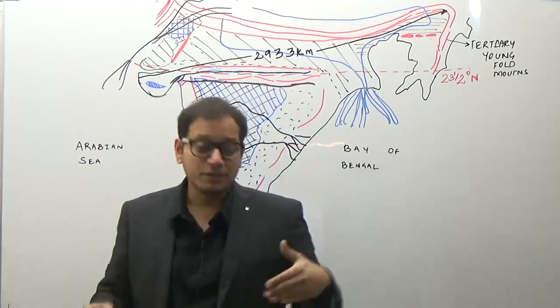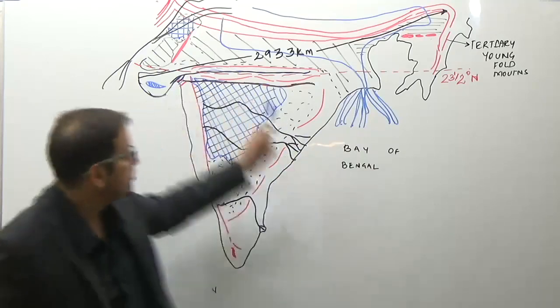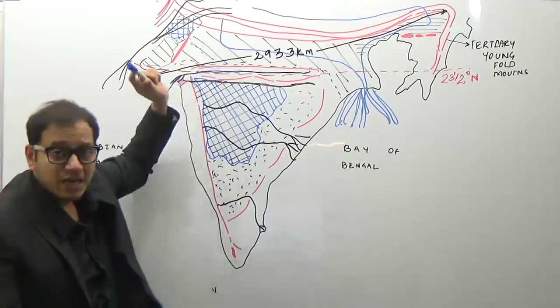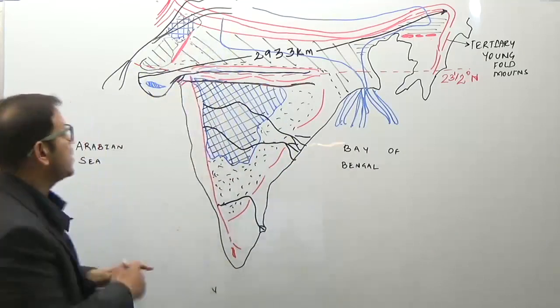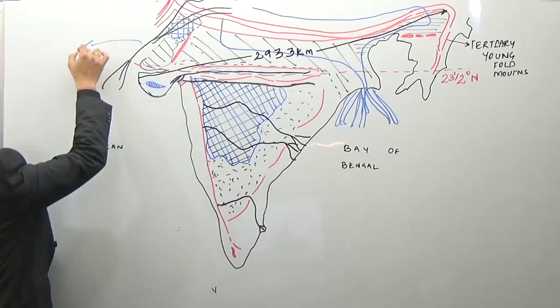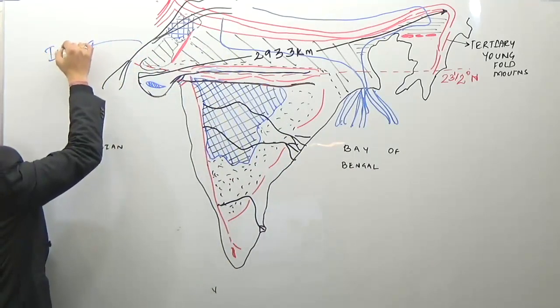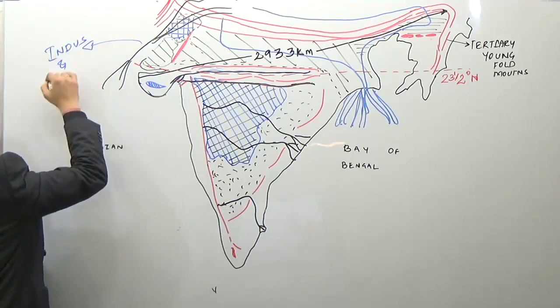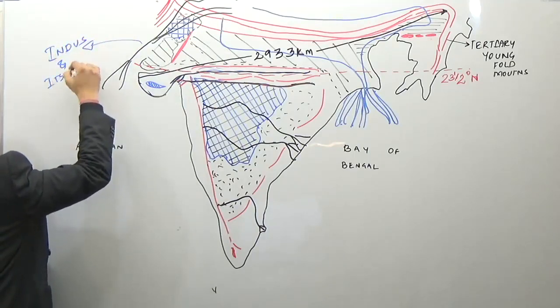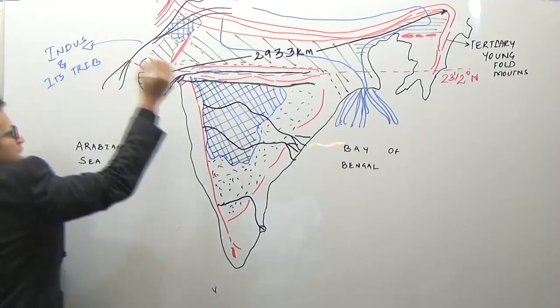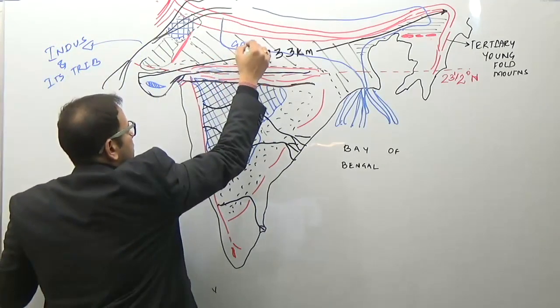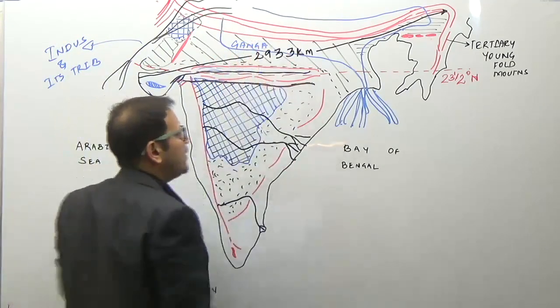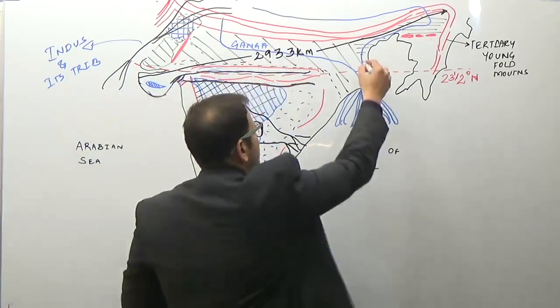After the ranges of the Himalayas, come to this middle portion, which is made by the 3 great rivers, starting first from the Indus River and its tributaries, then by river Ganga and its tributaries, and then by river Brahmaputra and its tributaries.